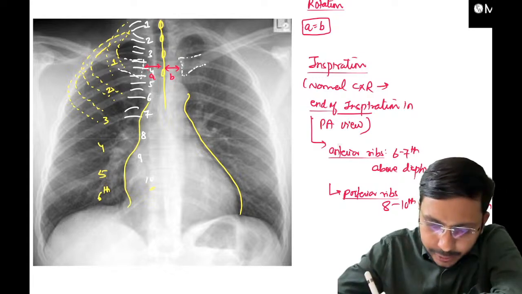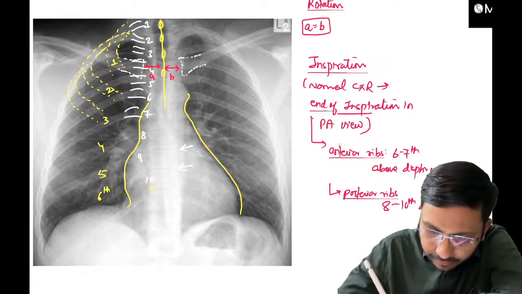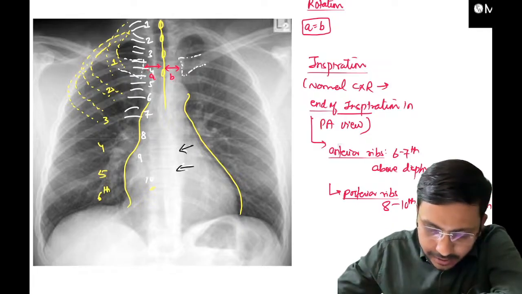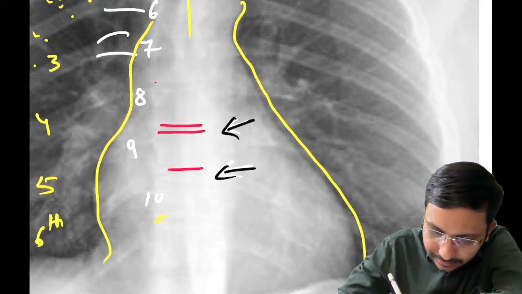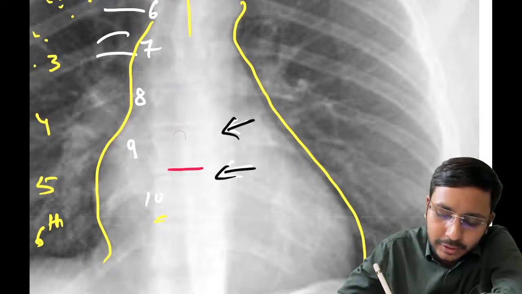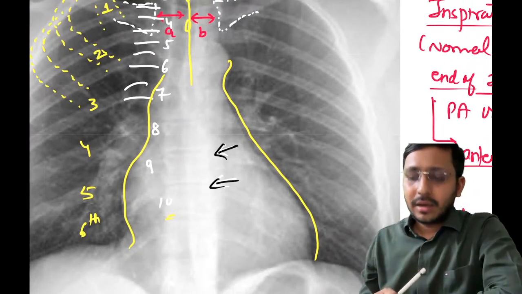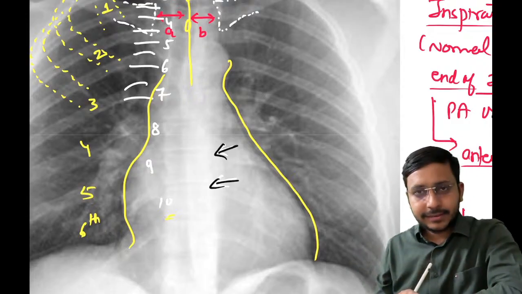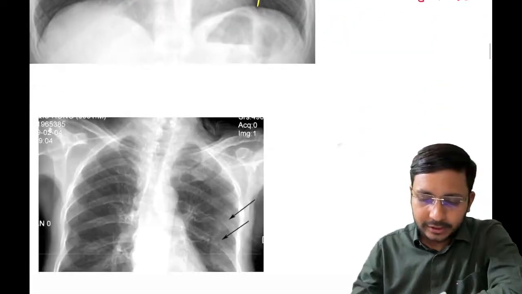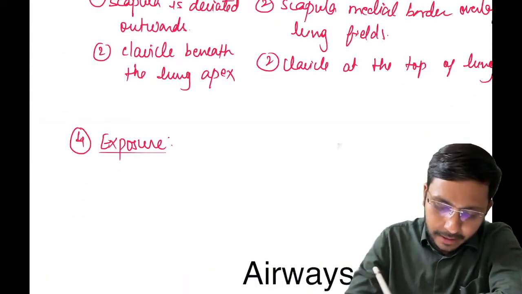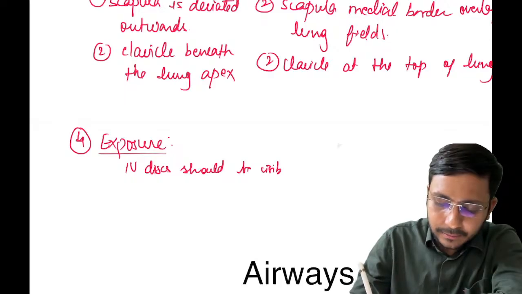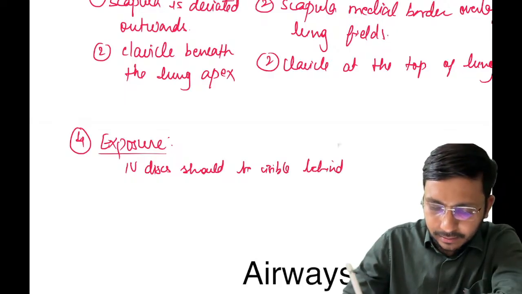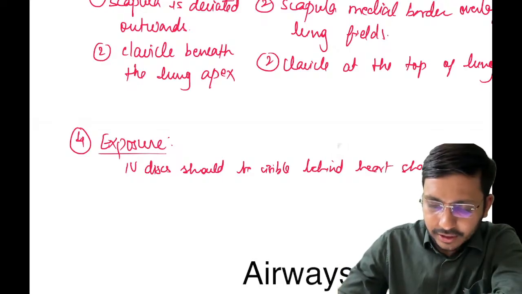Behind the heart shadow you should be able to see intervertebral discs. देखो, if I zoom, are you able to see these black lines? These are nothing but intervertebral discs. So they should be visible on a PA X-ray, PA chest X-ray, and that's how you say that the exposure is adequate. So for exposure we will write: Exposure, intervertebral discs should be visible behind heart shadow.